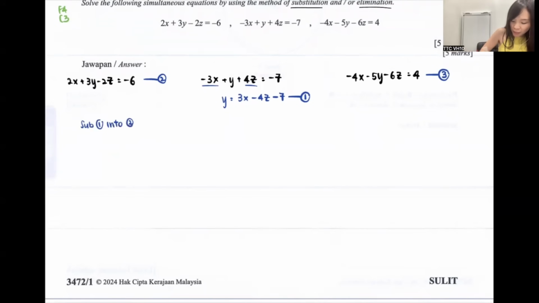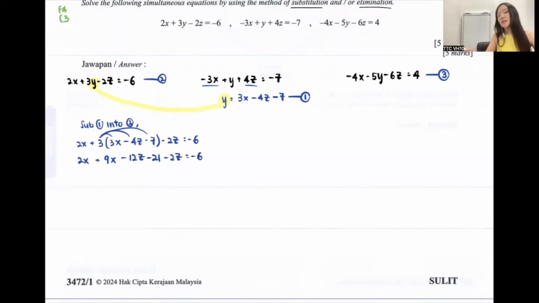So guys, we will sub 1 into 2. Now I show you guys, I will sub this y inside this y column. So if I sub inside 2x plus 3, the y, I can sub it to become 3x minus 4z minus 7, minus 2z equivalent to negative 6. Okay, now let's open the bracket. 3 times 3x, isn't it 9x? 3 times 4, isn't it 12z? 3 times 7, isn't it 21? Minus 2z equivalent to negative 6, okay?